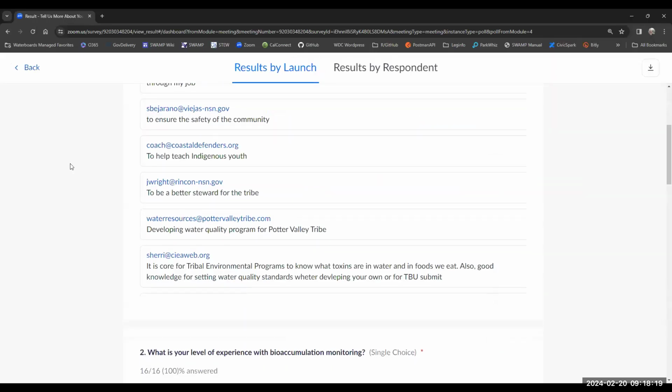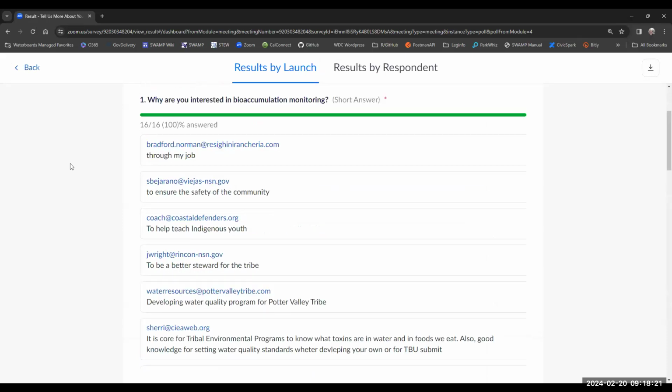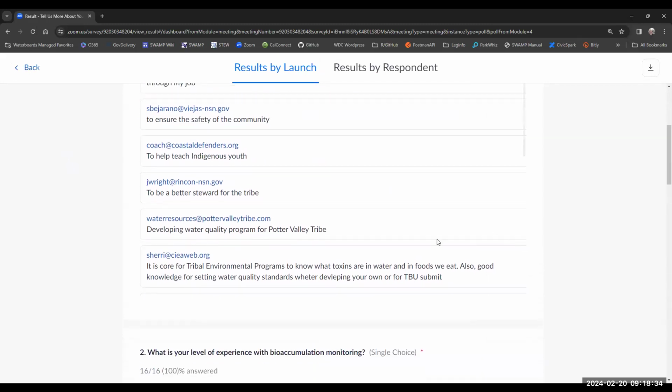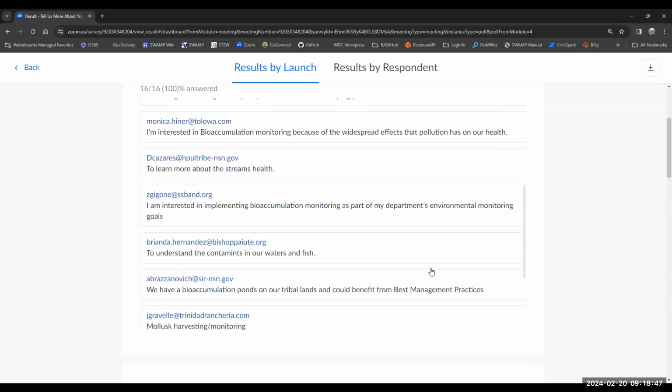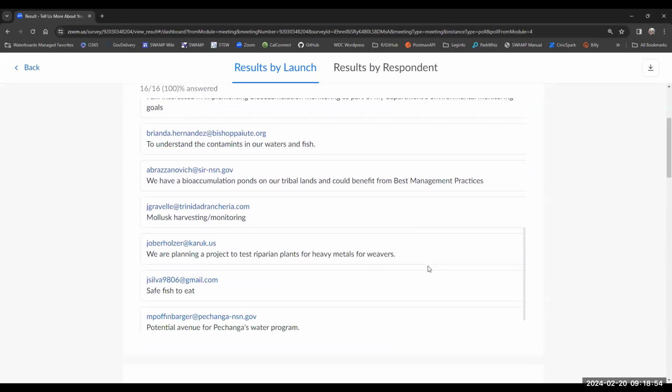Okay, so folks are interested in bioaccumulation for lots of reasons: through the work that they're doing for their job, community safety, teach Indigenous youth to be a better steward, environmental programs, love it. Aha, there's a scroll. Stream health, to understand contaminants, yeah.